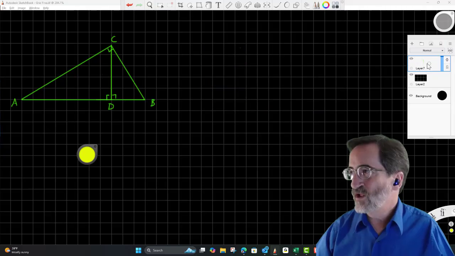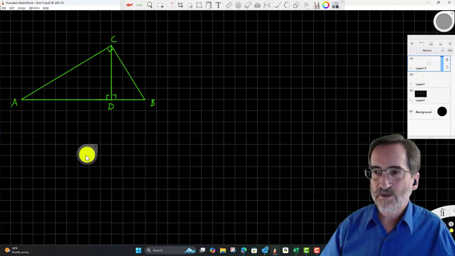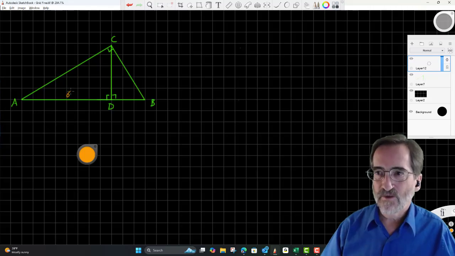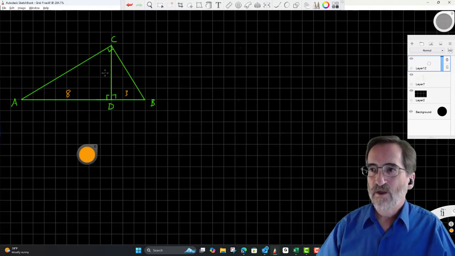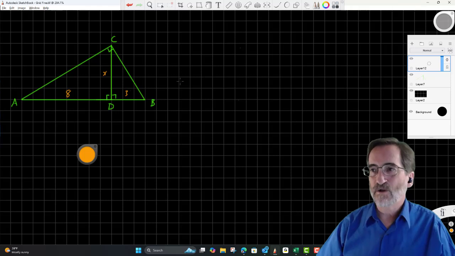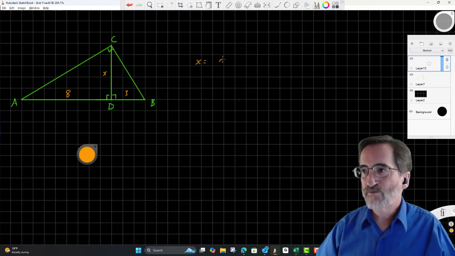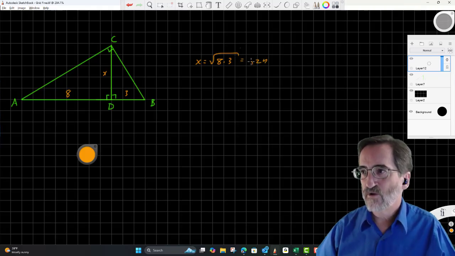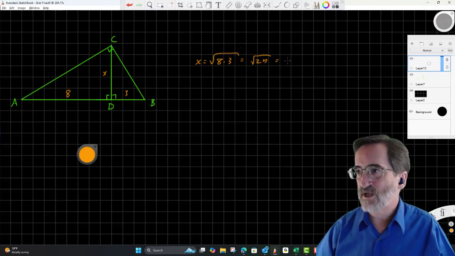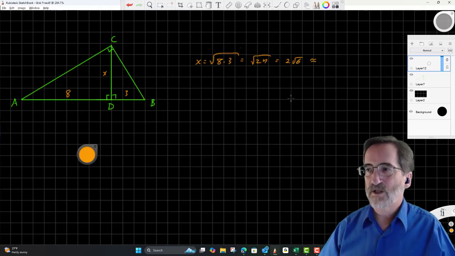If you know two lengths, and I happen to know two lengths on here because I drew it this way, 1, 2, 3, 4, 5, 6, 7, 8, that this length of the hypotenuse is 8, and this length of the hypotenuse is 3. And I want to find the length of CD, or the altitude. All I need to do is this. Multiply 8 times 3 and take the square root. 8 times 3 is 24. Okay, and 24 is 4 times 6, so you could say 2 root 6 if you wanted to, or you could approximate it using a calculator.